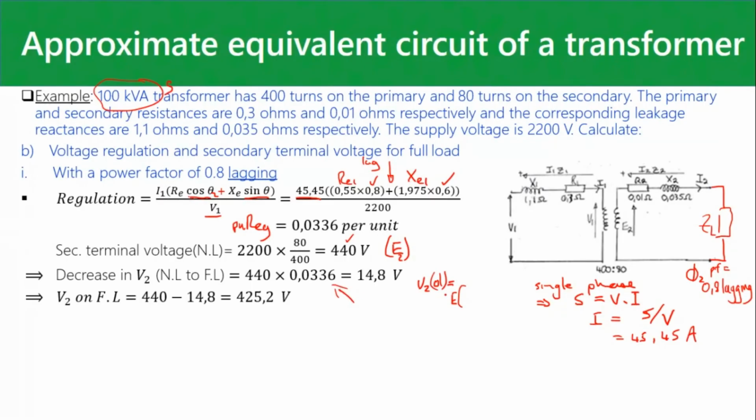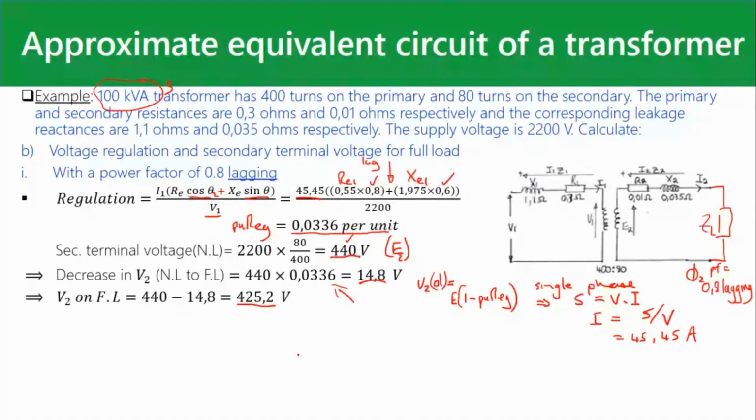But anyway, 1 minus the per unit regulation. If you do that and use this number, it'll be 1 minus a slight fraction. So of course V2 on load is going to be less. It goes from 440 to 425.2, and the difference between those two is 14.8 volts.